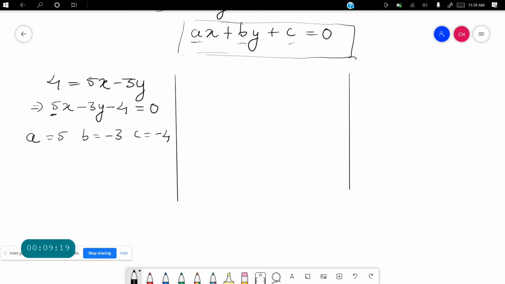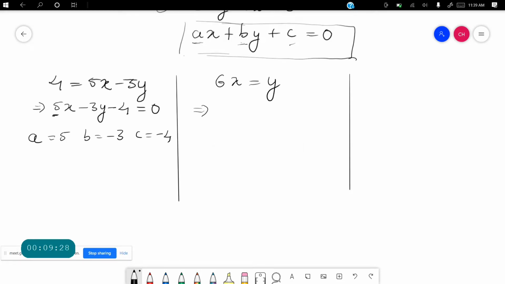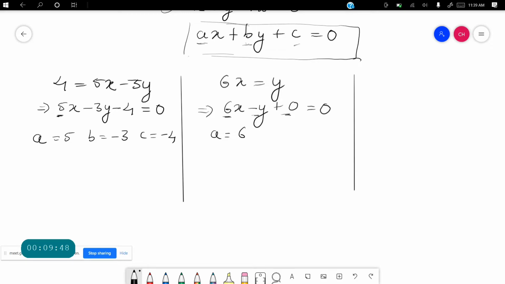Okay, now I will give another example. 6x equals y. When we rewrite this example, it will become 6x minus y. As we don't have any c term here, we can take it as 0, so 6x minus y equals 0. Here you can recognize a, b and c in this equation. a will be equal to 6, b will be equal to minus 1, and c will be equal to 0. Can you see the similarity between these two examples?